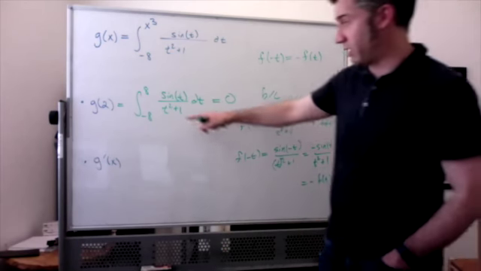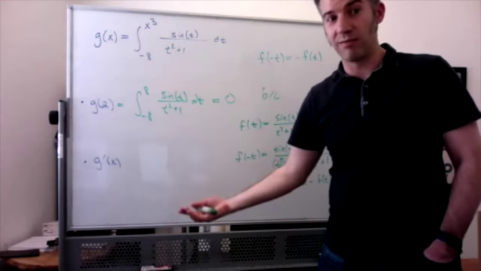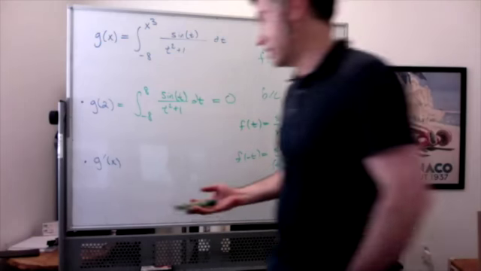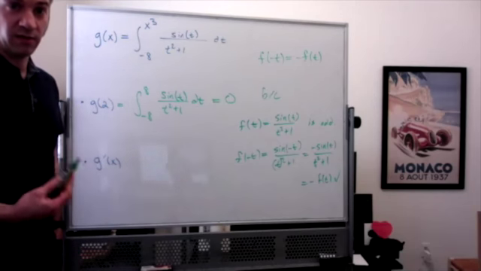But if you see something like -7 to 7 or -5 to 5, it's a pretty good bet that it's going to be an odd function and the integral is going to equal 0. Okay, second question, find the derivative. So this is where we have to use the fundamental theorem of calculus.